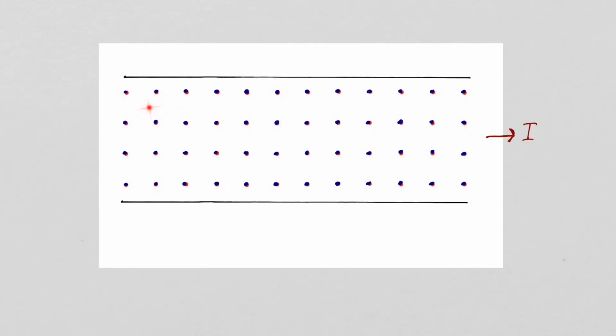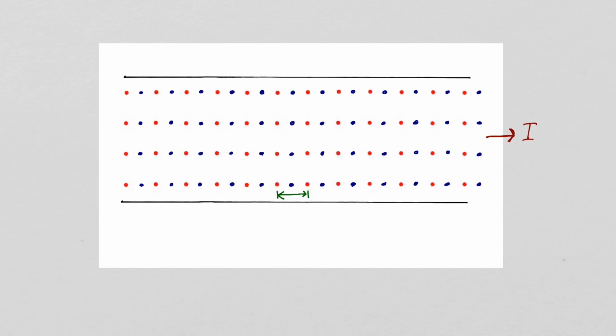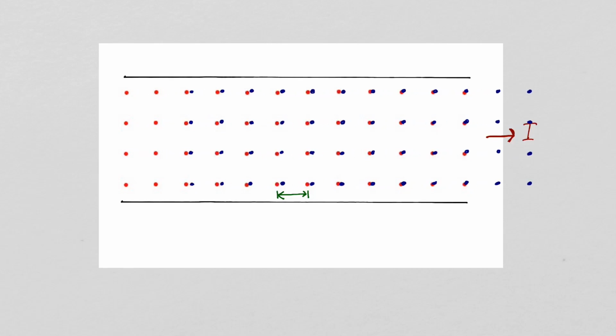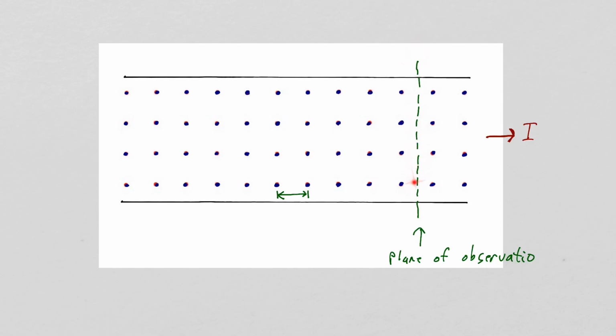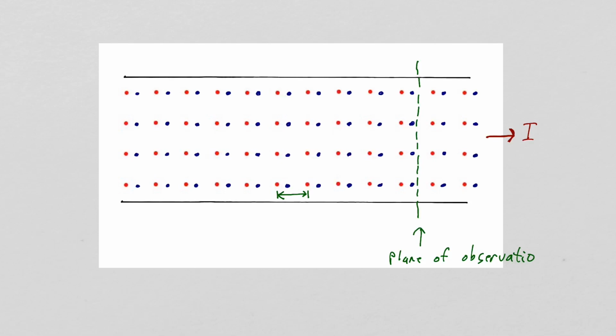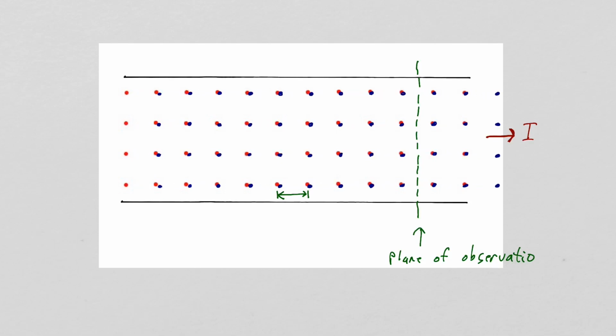Here is our conductor with the current flowing to the right, and these dots represent the charge that's flowing to the right. Let's assume every second the charges would move this distance. So 1 second, another second, another second, and so forth. So let's first look at this as our plane of observation. In 1 second, you see 4 charges go through that plane. So we could designate the measured current as 4 charges per second.